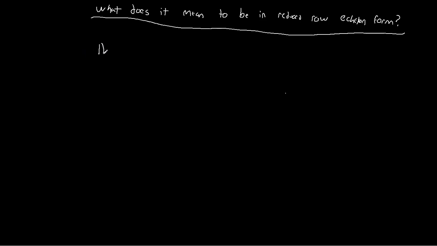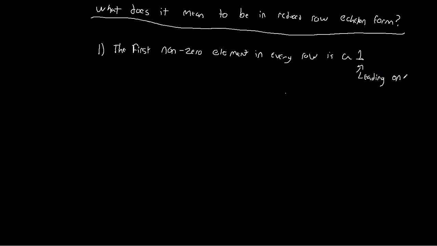The first is that the first non-zero element in every row is a 1. And this is often called a leading 1. We're going to look at some examples of reduced row echelon form matrices in just a second.